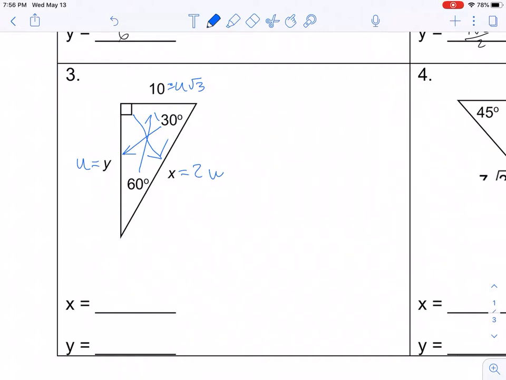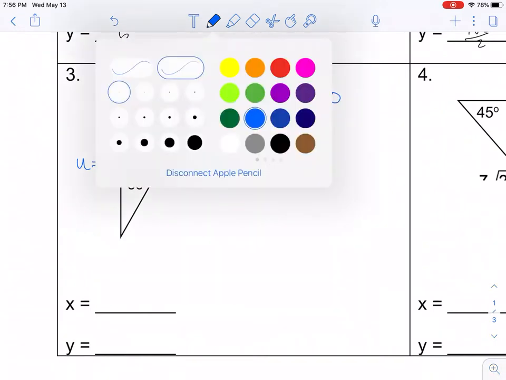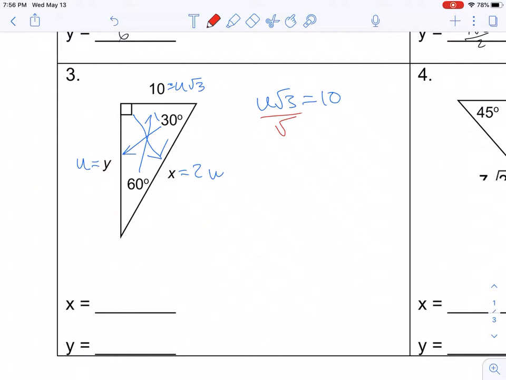Now we're going to take a look at the information we have. Can't do anything with either of those, but I do have enough information here to set up a problem and solve. So I have u rad 3 set equal to 10, that length of the side. I need to get u by itself, so I'm dividing rad 3 to both sides.